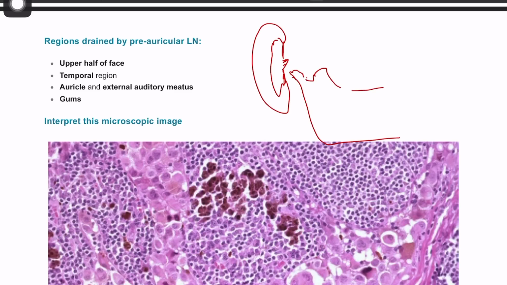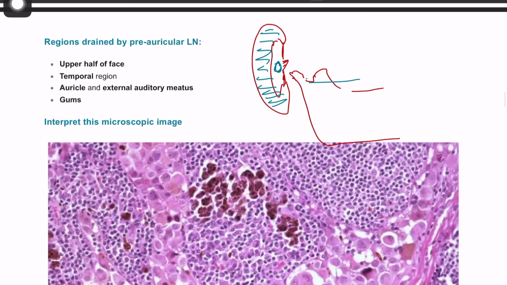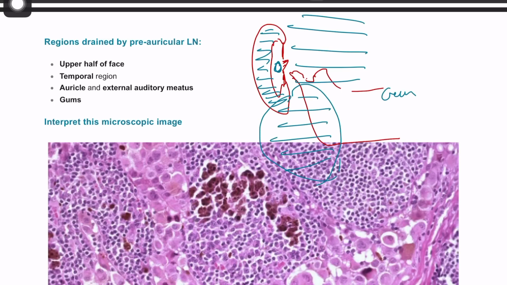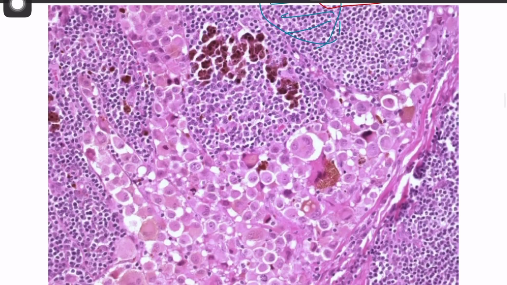So the lymph nodes in this area will drain the external surface of the ear and the external auditory meatus as well, and the external auditory canal, and also the upper half of the face, and it takes part of the gum as well, and the area over the parotid gland. Okay, so that will be the lymphatic drainage by the preauricular lymph nodes. This diagram is basically to try to identify if there's any cancer in this pathology or not.